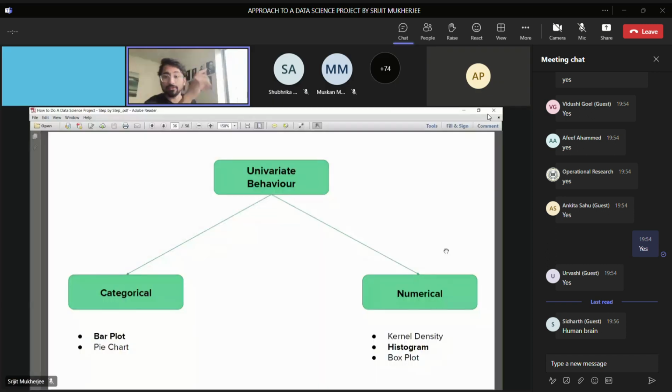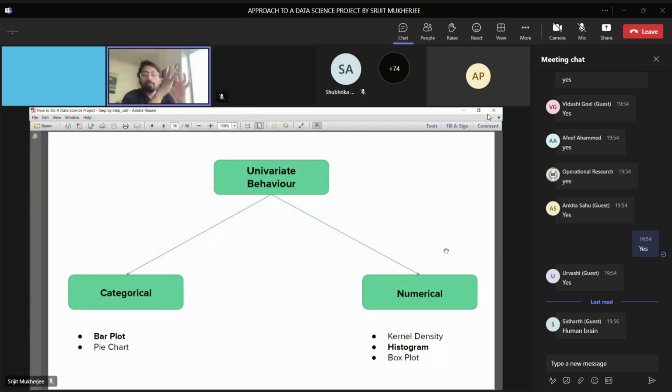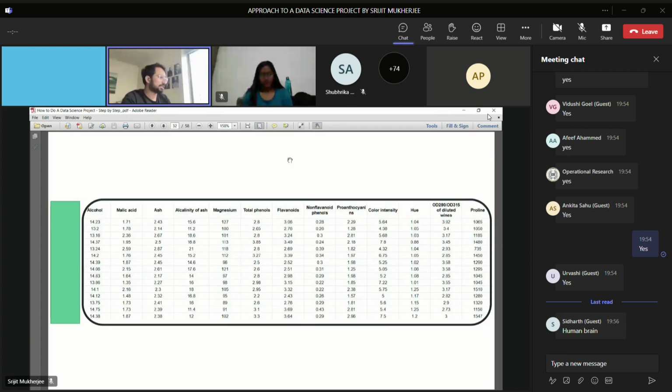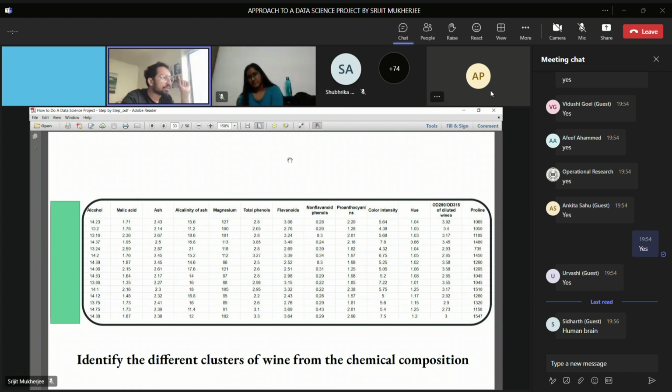Let's come back here. So we are understanding univariate behavior. We have two types of data, as you know: one is numerical, one is categorical. So the goal of this data visualization aspect is to understand a single column. Let's take this case.